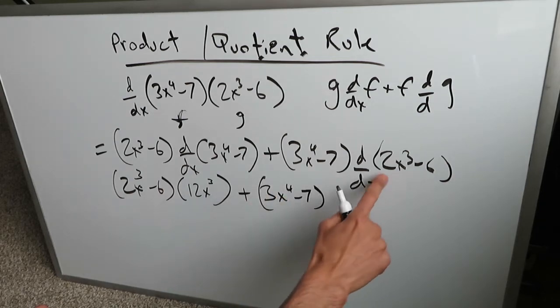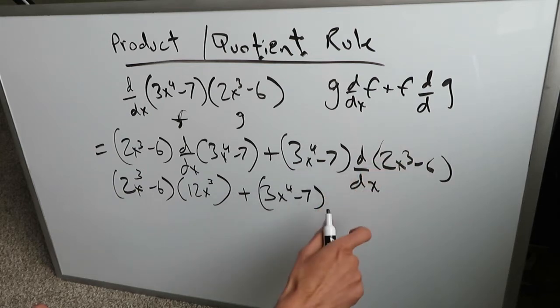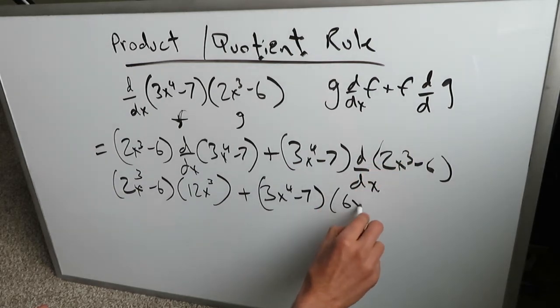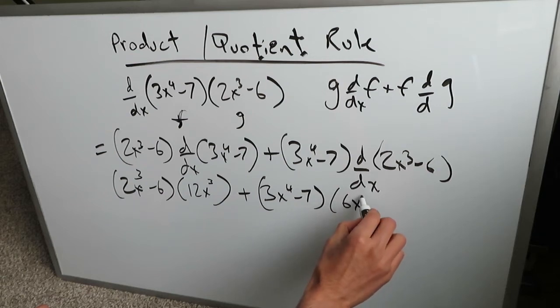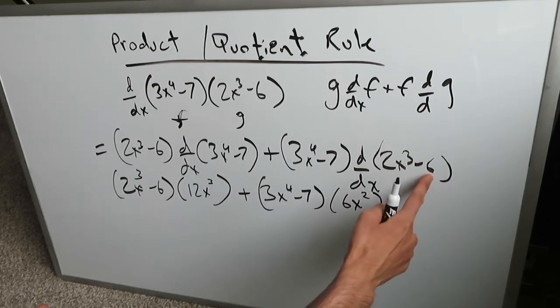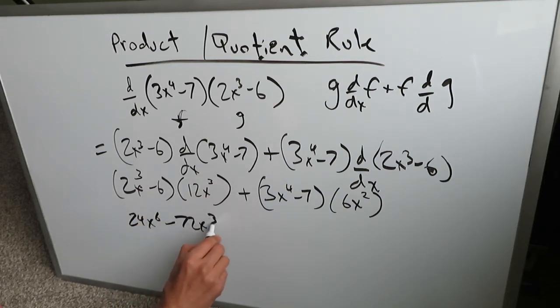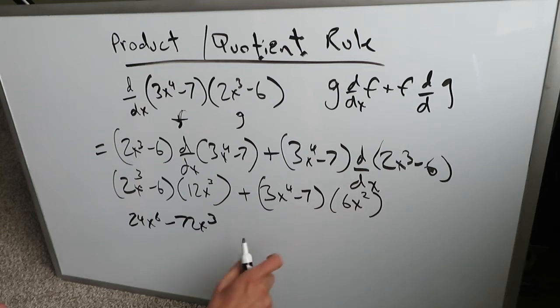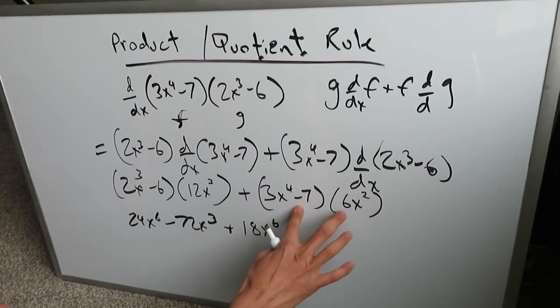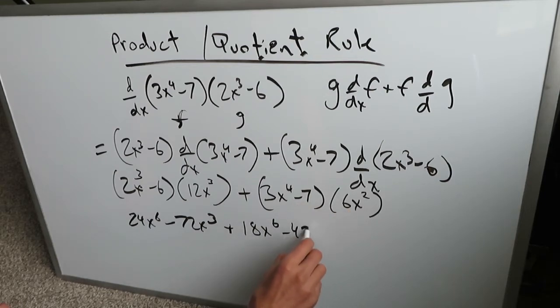Now this will multiply with the derivative of this. 3 will multiply with the coefficient 2 to give you a 6x, but that exponent 3 is reduced by 1 to a 2. And the derivative of this constant is going to be a 0. But look over here, you can open this up some more. You can do 2x cubed times 12x cubed will give you a 24x to the 6, minus 6 times 12 is a 72x cubed. Now look over, 3x to the 4 times 6x squared will be an 18x to the 6, and then minus 7 times this 6x squared will be a minus 42x squared.